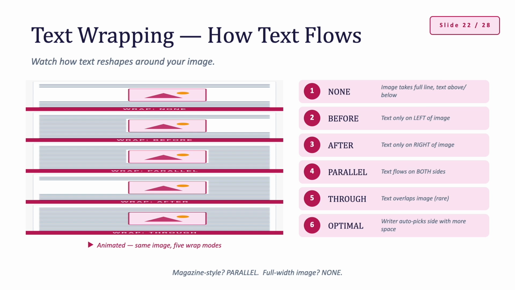Wrapping, how text flows. Text wrapping is the most powerful tool here. It controls how your text behaves around the image. There are six options. None: text stops above the image, the whole line, and the text continues below. Before: text appears only on the left side of the image. After: text only on the right side of the image. Optimal: the writer automatically picks whichever side has more space.